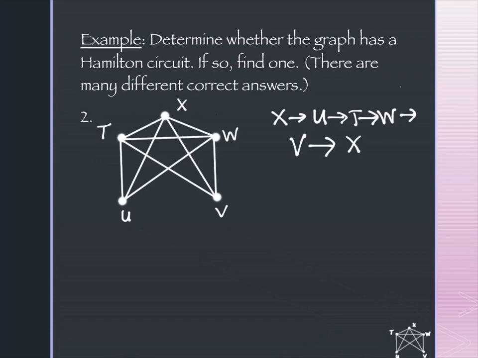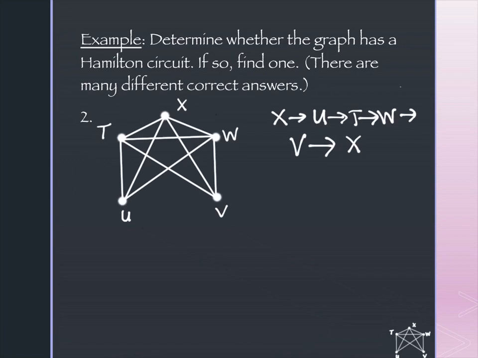Okay, so let's make sure it fit our criteria. Did it start and end in the same place? Yes. Did it hit every vertex? Yes. Did it do any vertex twice? No. And did we go off of any of our edges? No, we didn't. So, yes, this one has a Hamilton circuit, and this is one of them. It's certainly not the only one. It's not a unique statement, but this would be a Hamilton circuit.